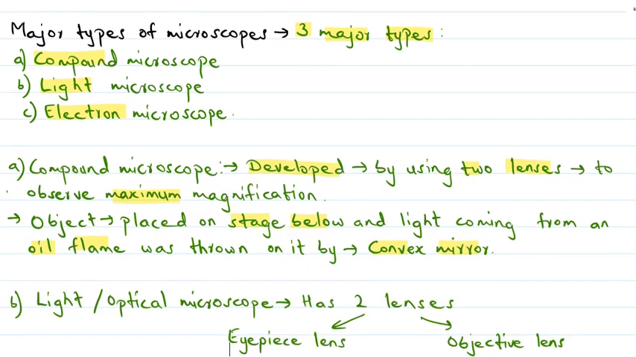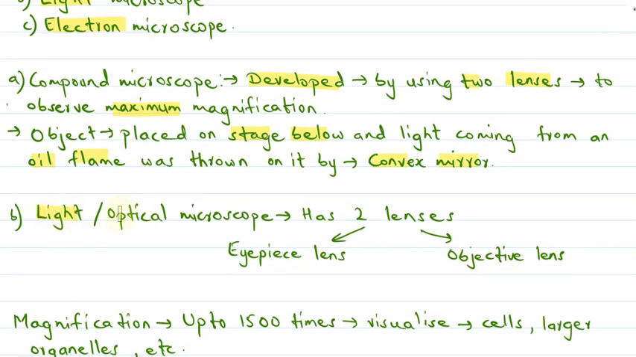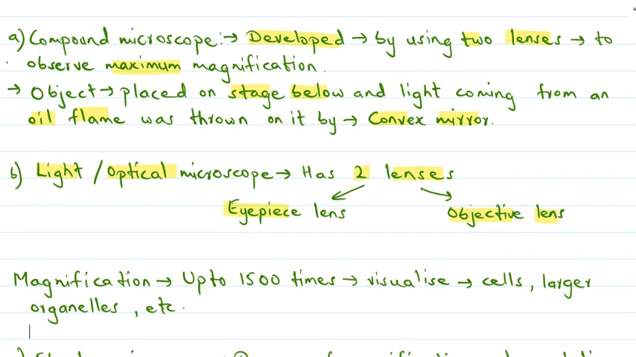Okay, then we saw what was light microscope or optical microscope. So this light or optical microscope is an improved design of Hooke's microscope. So it has two lenses, one is the eyepiece lens and the other one is the objective lens. So what happens here is, these two lenses are combined to produce a greater magnification, and this light or optical microscope shows magnification up to 1500 times, which is good enough to visualize the cells, larger organelles, etc.